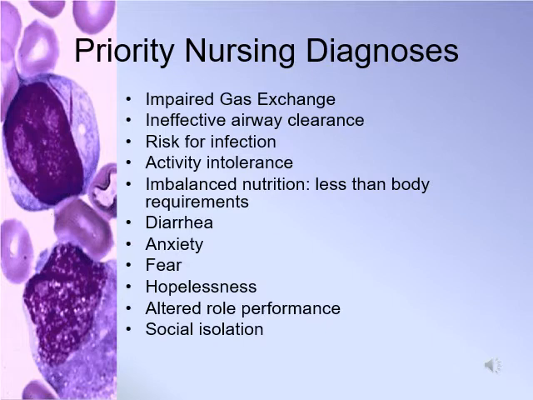Otherwise, as you look back at the body systems of complications, the chronic diarrhea, the weight loss, the malnutrition because of the low appetite, the wasting syndrome, all of that would place emphasis on imbalanced nutrition, less than body requirements. And again, if we think of ABCs, we also have to think about Maslow's next. So that could be high up on the priority.